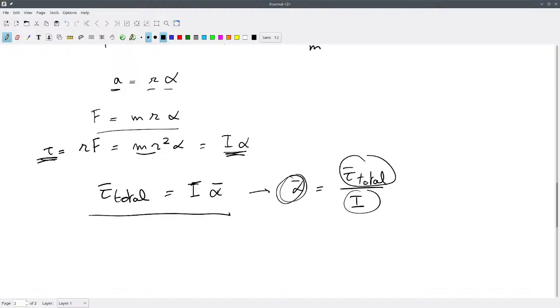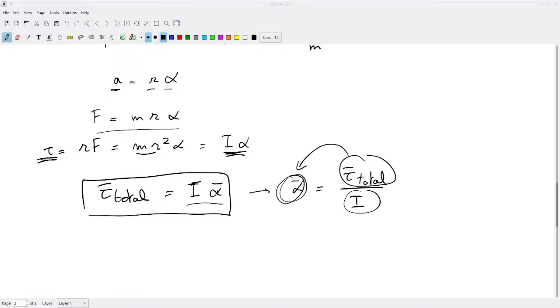Typically, just as with F is equal to ma, you'll see tau is I times alpha rather than alpha is tau over I. But this is the causal link, right? The tau is causing the acceleration. It's not the acceleration that causes the torque.